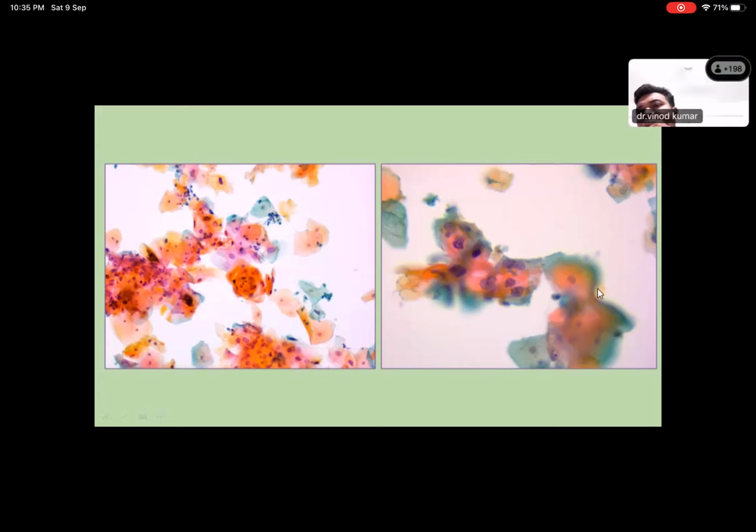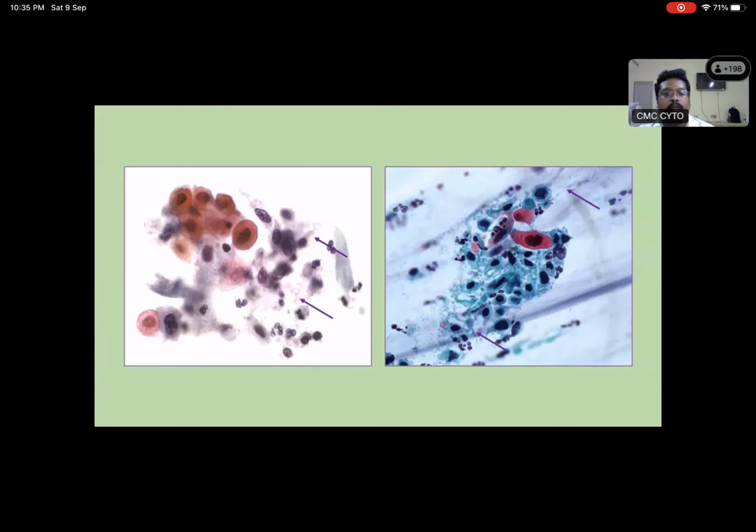Here, if you put everything together, very abnormal looking squamous cells, very keratinized appearance, squamous pearls, tumor diathesis, keratinizing squamous cell carcinoma, right? When you put everything together, it becomes a squamous cell carcinoma. And here again, you can see this debris clinging to the cells.